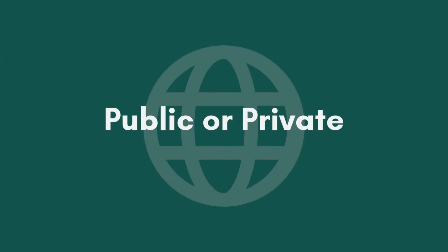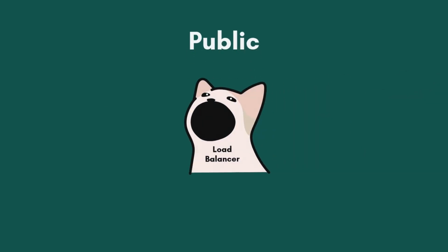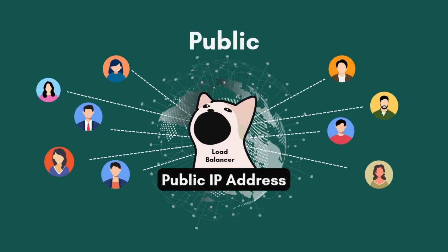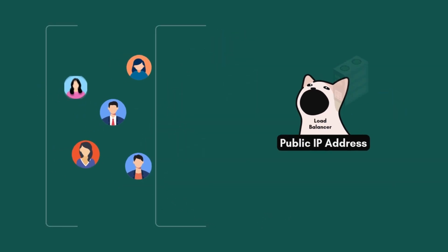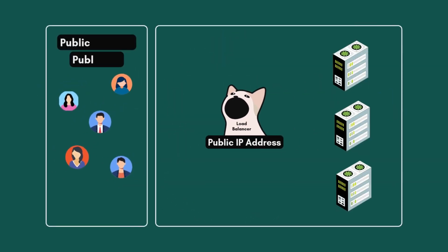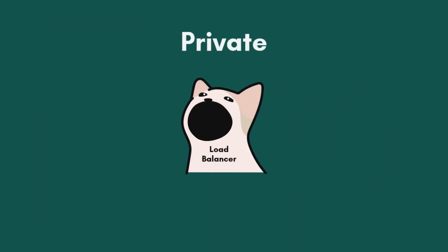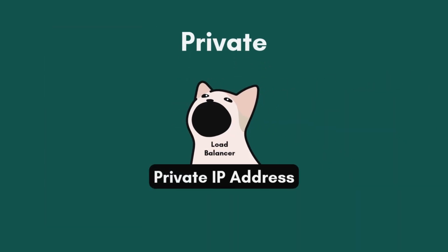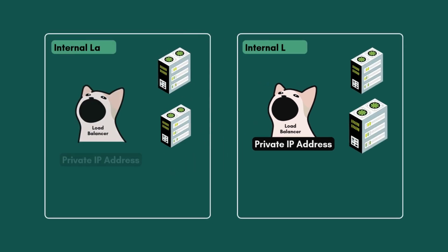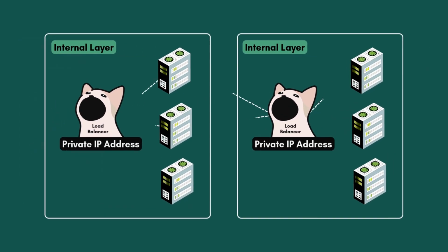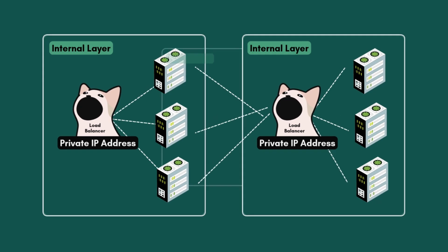Second, public or private. A public load balancer has a public IP address, which means it's exposed to the internet and handles traffic from external users. You would typically use this for public websites or public APIs. An internal load balancer, on the other hand, uses a private IP address within your virtual network. It isn't exposed to the internet and is used only for traffic between services inside your system.